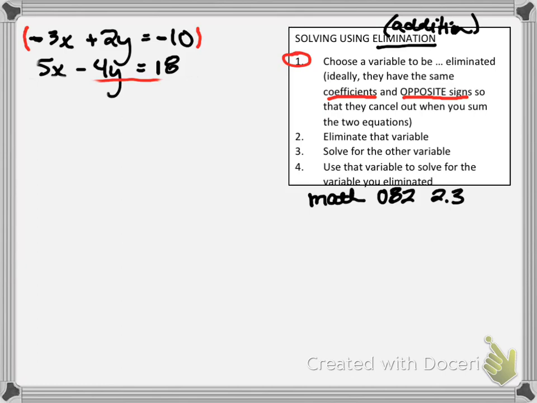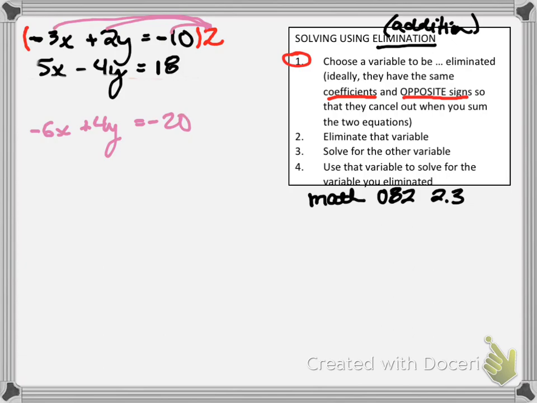The reason I'm going to choose the y variable is because if I simply multiply the first equation by 2, then that will give me a positive 4y, which will then cancel out with the negative 4y in the second equation. Okay, so let's go through and do this math. 2 times negative 3x is negative 6x. 2 times 2y is 4y. 2 times negative 10 is negative 20.